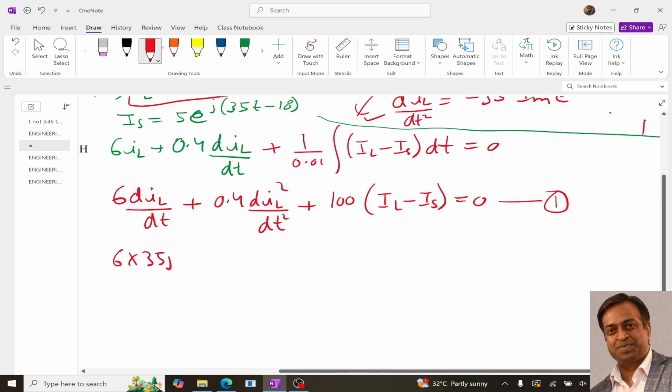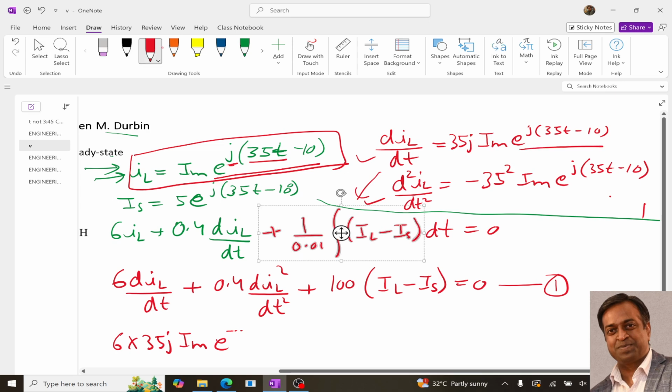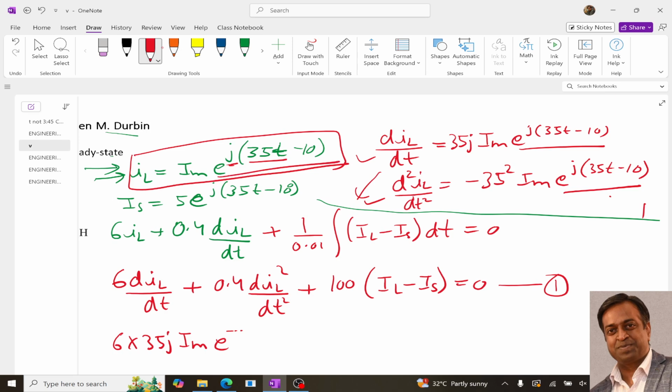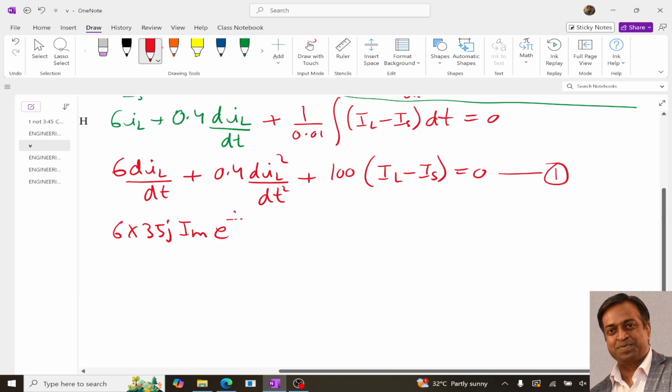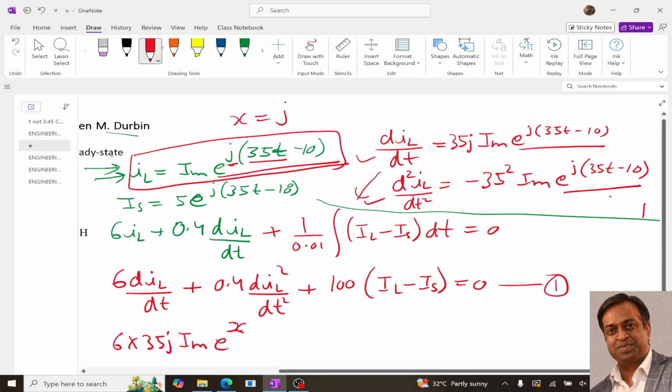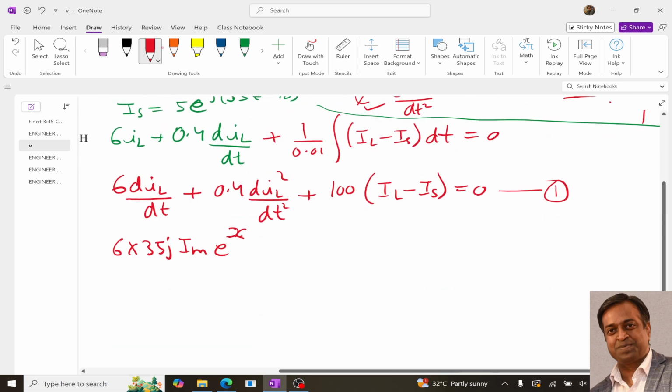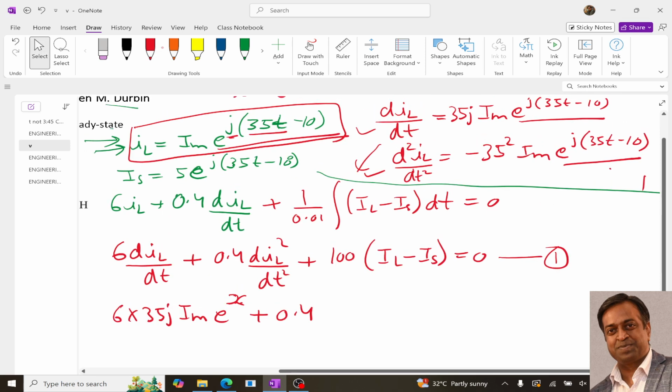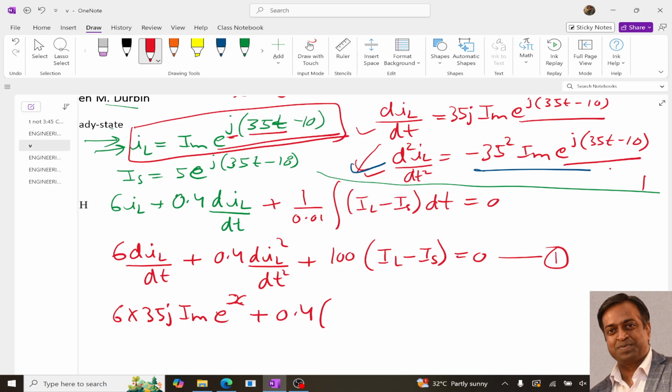6 into 35j IM e power something, you can see that e power is over here, e power is over here, and e power is over here, right? So this e power is going to be cancelled out. That is the reason I am presently writing, let me put it as x. This complete j(35t minus 10), let x be this, because at the end it is going to cancel out, plus 0.4. Now it is this, so it will be 0.4 minus 35 square IM e power x plus this is 100.